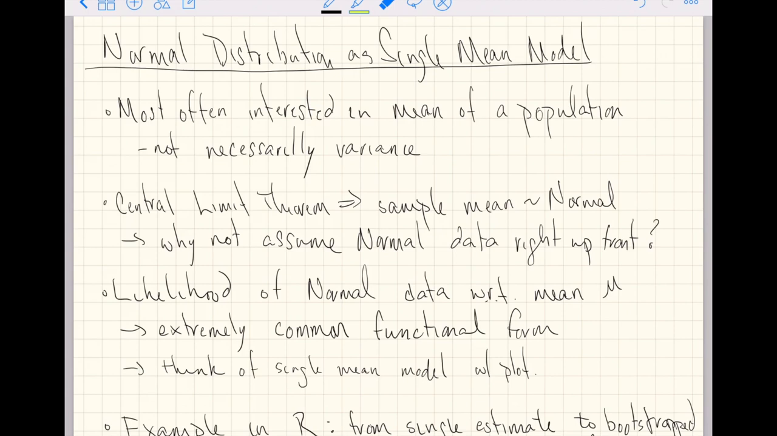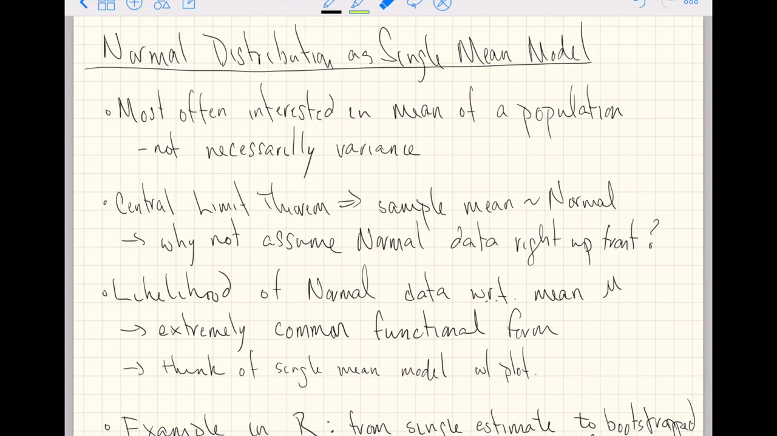We are going to start phrasing all of our models as normal distributions because of the central limit theorem. It tells us that the sample mean follows a normal distribution, at least approximately. So the question most statisticians have is then, if we're always interested in the mean, and the sample mean is approximately normal, why not just assume normal data right up front?